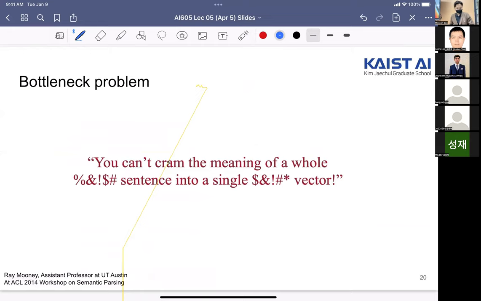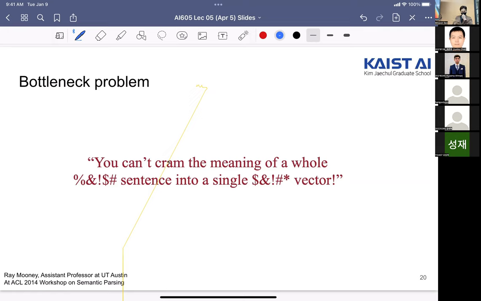But there's still one problem. Well, that's actually the bottleneck problem. So this is exactly the issue with using the last hidden state of RNNs to do something. I think we talked about this too. We are assuming that we can contain the entire sentence's meaning in one vector. But that assumption is not necessarily true. And there were some people saying that it's impossible. You cannot really cram the meaning of a whole sentence into a single vector.